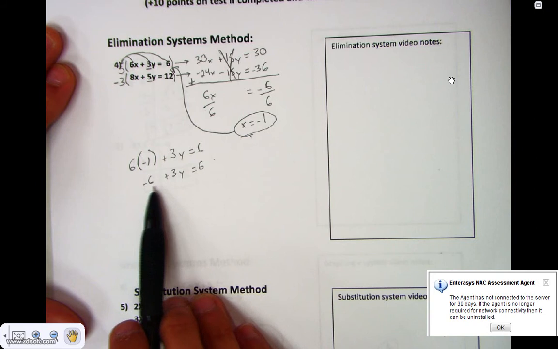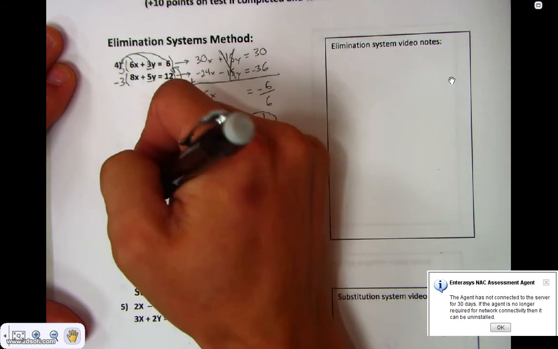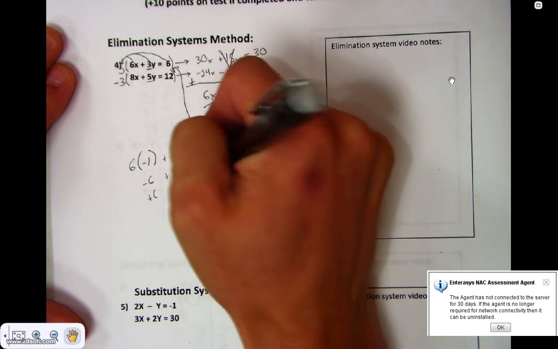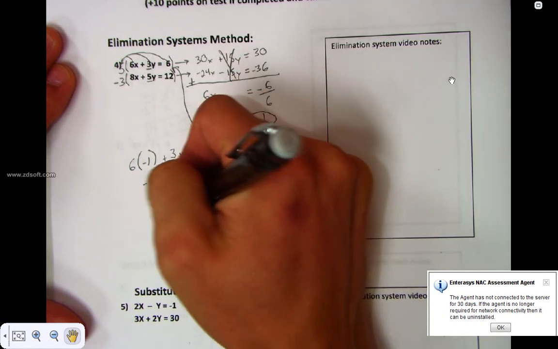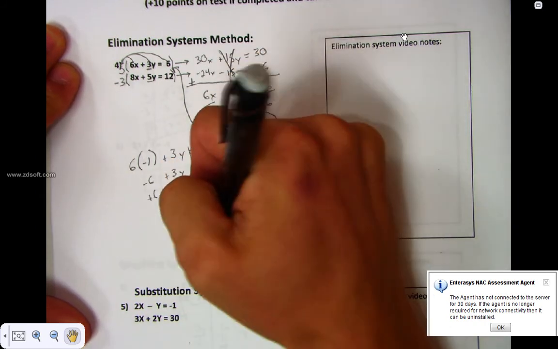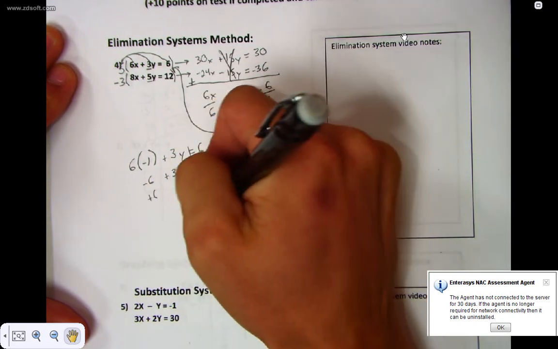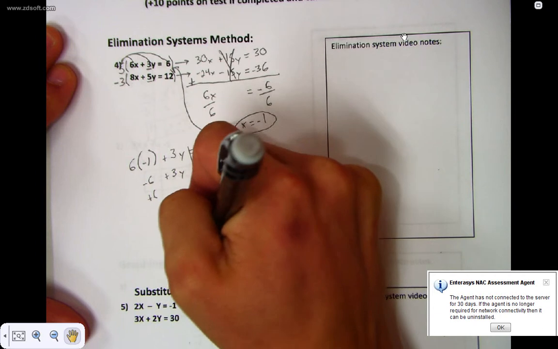So we have negative 6 plus 3y equals 6. I'm going to add 6 to each side. So I have 3y equals 12. And then I'm going to divide by 3. Y equals 4.